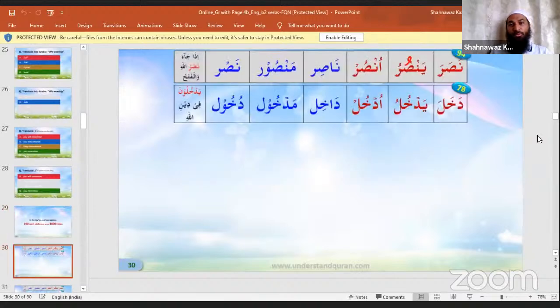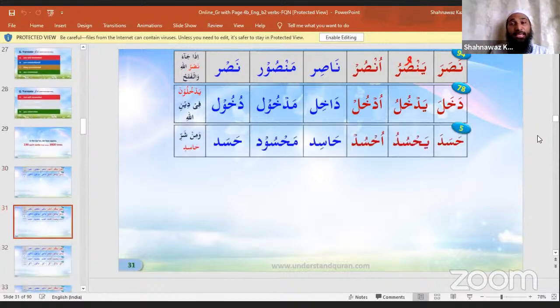Okay, so some other words on the Bab Nasara, Yansuru, Unsur. Dakhala, he entered; yadkhulu, he is entering; udkhul, enter; dakhil, the one who enters; madkhul, place of entering; dukhul, entrance. So you will have these in a lot of places. Entrance is marked as dukhul and exit as khuruj.